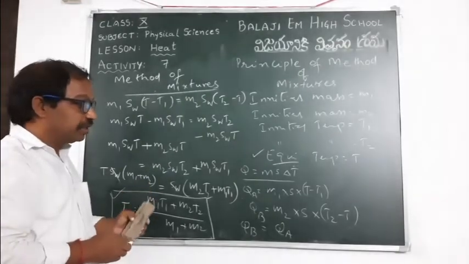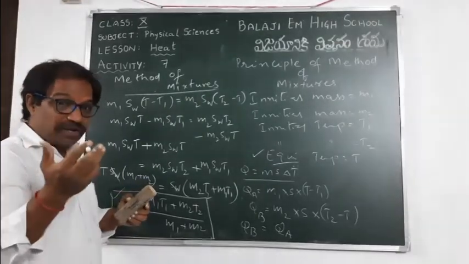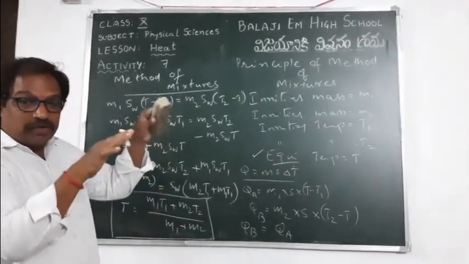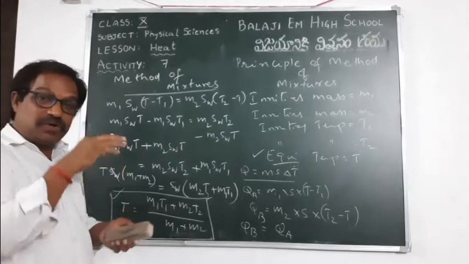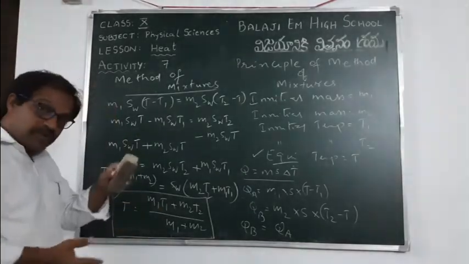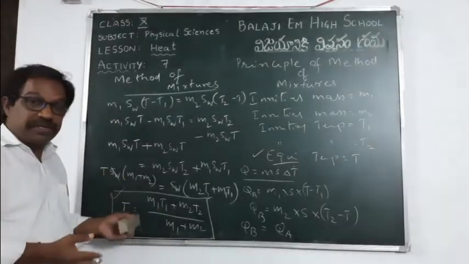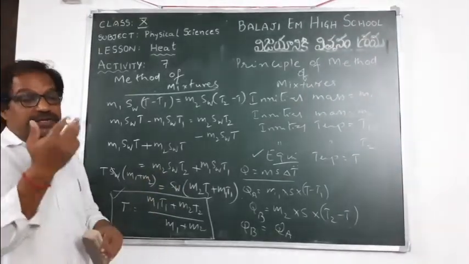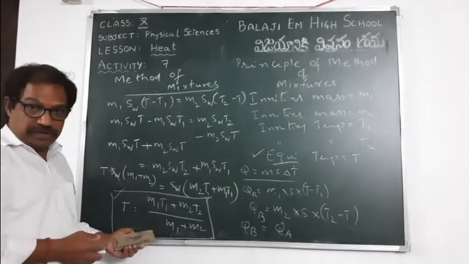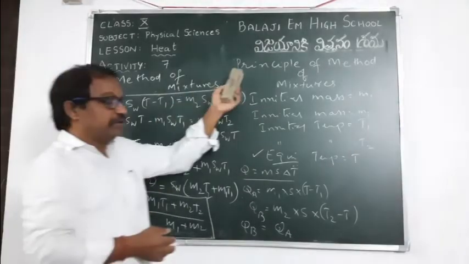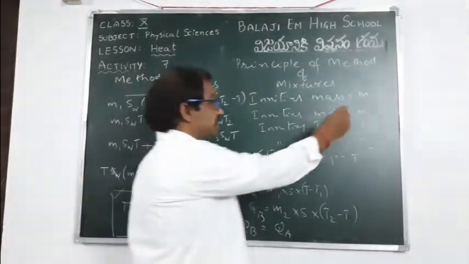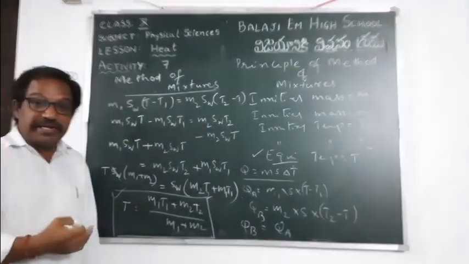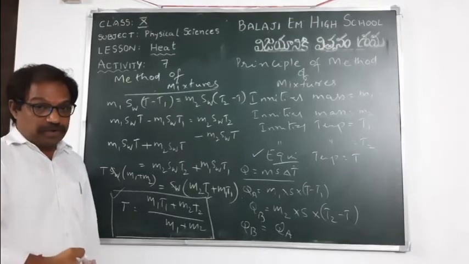Already in situation 3, you have learned that there are two different masses and two different temperatures, and when you substitute those values, you will observe that it is not the average temperature, it will be a different one. So what the principle of the method of mixtures says is that net heat lost is equal to net heat gained by the body.